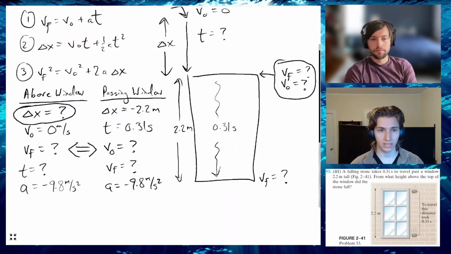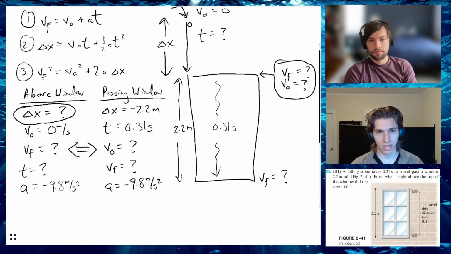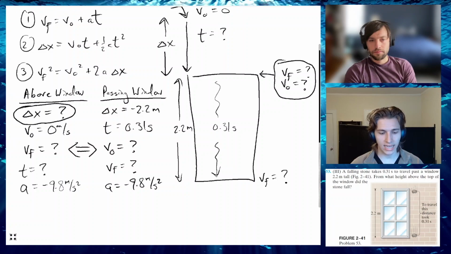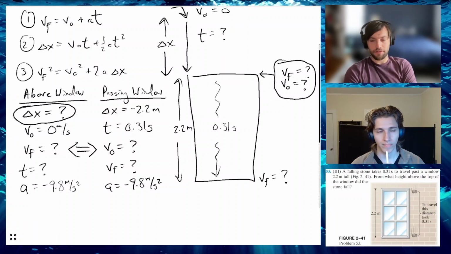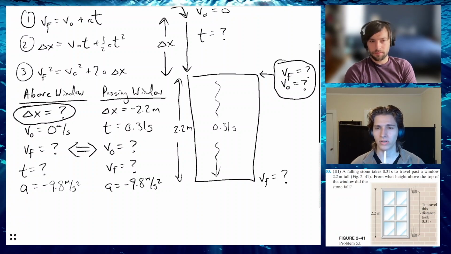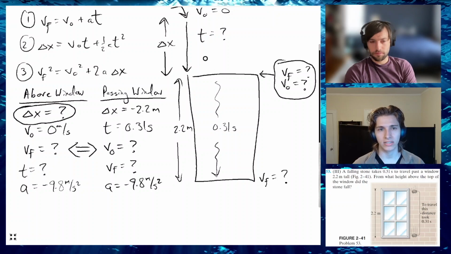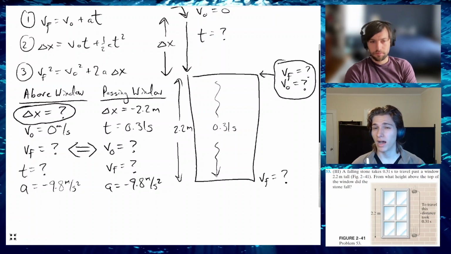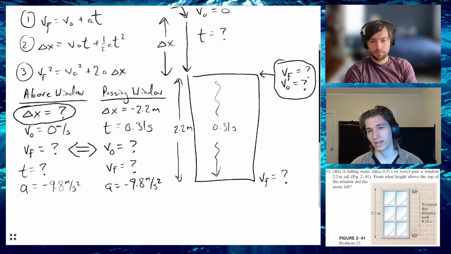We have to think, is it possible to get the amount of time it falls in the first part using the second portion? Oh, like using equation 2 for the passing window part of the problem? Maybe. I don't think there's a correlation between the passing window problem and the time it takes to reach the window. I think it's possible to calculate it, but it seems kind of difficult, honestly.